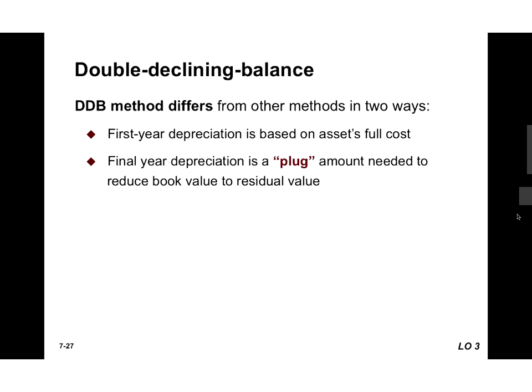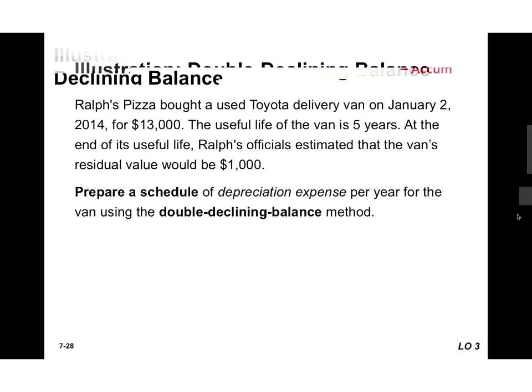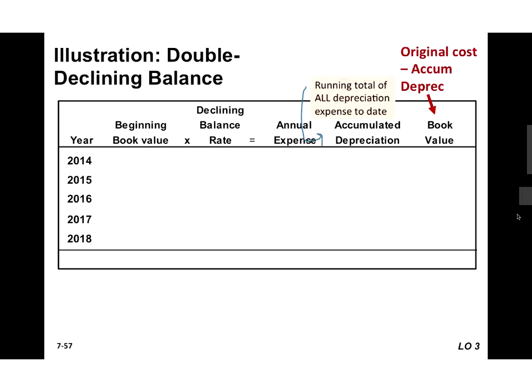So we are going to do an example, the delivery van again, just to refresh. It cost $13,000. It had a residual value of $1,000. It had a 5-year life, and it was purchased January 2nd, so there was no partial year to worry about. So we're going to do the double declining balance method next. Again, we bought it for $13,000. The life of the van is 5 years, and the residual value is $1,000.